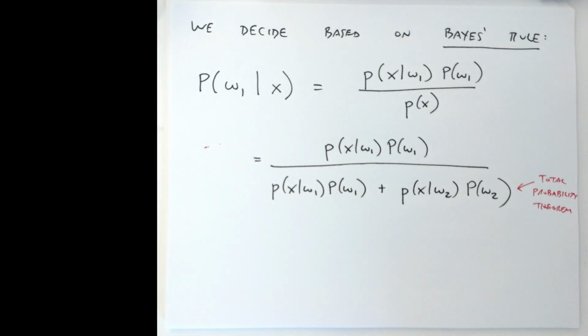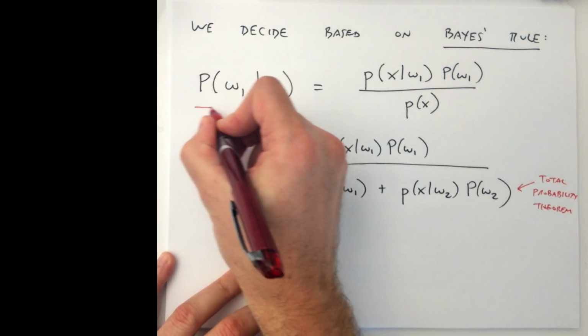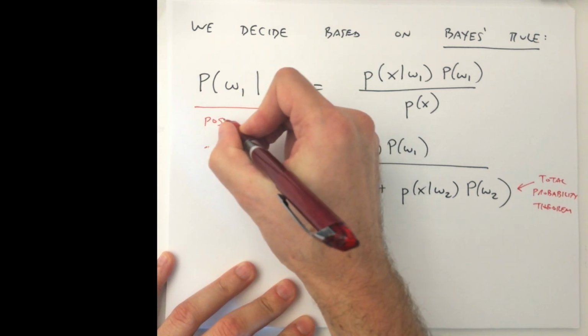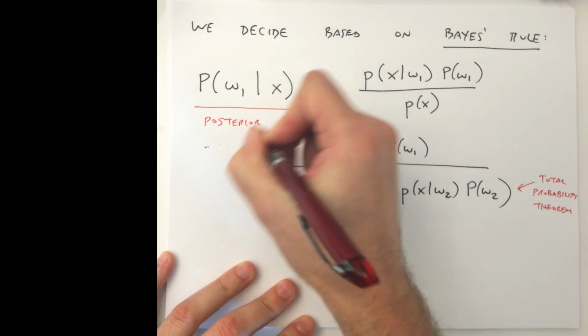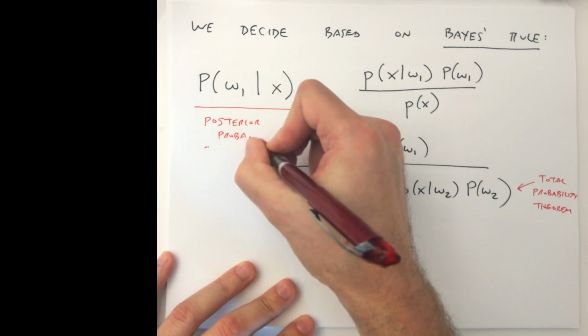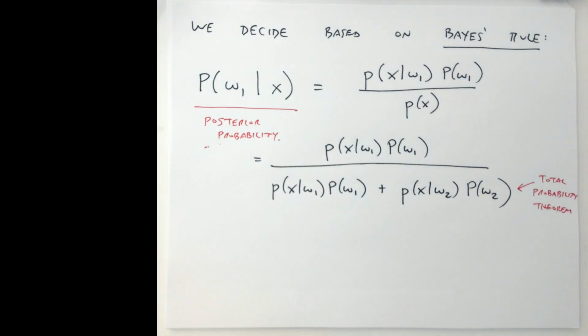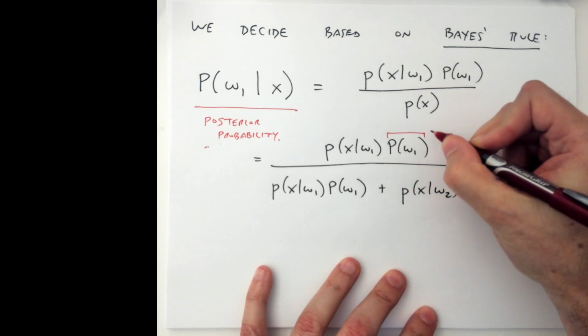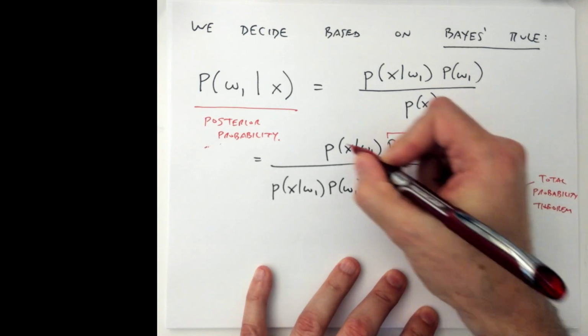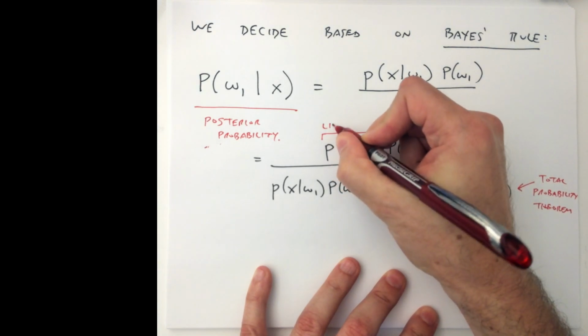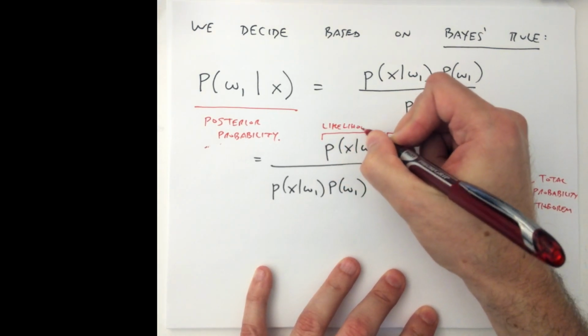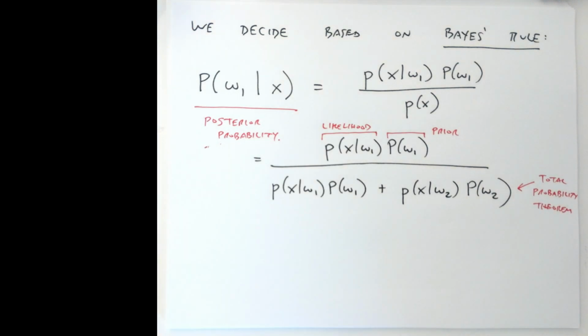And again, this is another critical thing. This is called the posterior probability. So the key things are, again, this thing is called the prior. This thing is called the likelihood. And this thing is called the posterior, right?